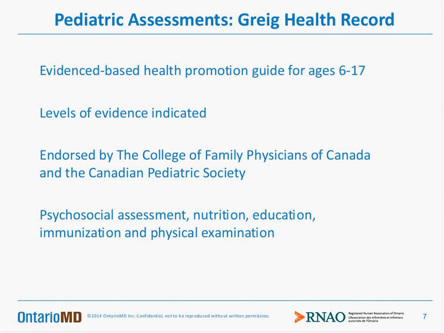Another great assessment tool is the Greig health record, which I think is used a little less commonly than the Rourke. It's an evidence-based tool, again, and health promotion guide for those kids aged 6 to 17. There's levels of evidence indicated right on the form when you're making your teaching points. It's endorsed by the College of Family Physicians and by the Canadian Pediatric Society. And it's great because it encompasses all aspects of assessment on these children. So psychosocial assessment, how is the child doing in school and socially, nutrition questions, education, immunization, and of course the physical exam.